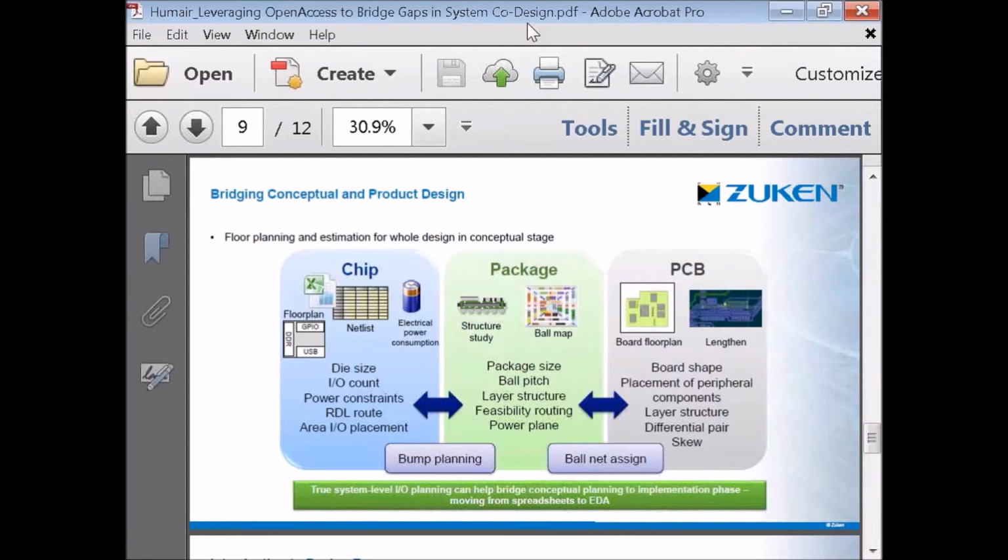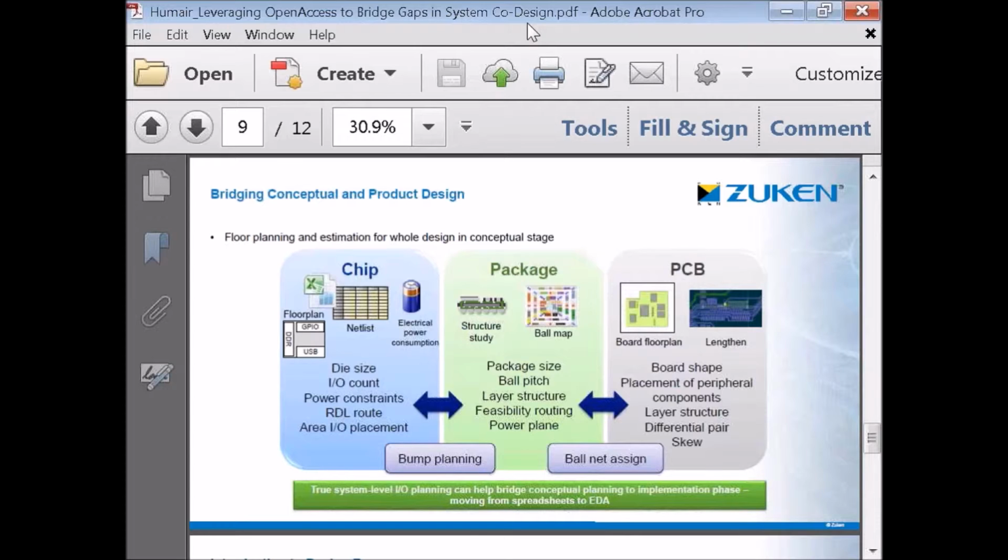So the goal from us is to take advantage of open access to get to that unified environment. So what we've done is, and I have videos I could share with you later if possible, we have one environment where you could take all your chip databases, your interposers, your packages, your PCBs, and put them together in one system, and not just view them, but you can actually start authoring against all three domains in one environment.